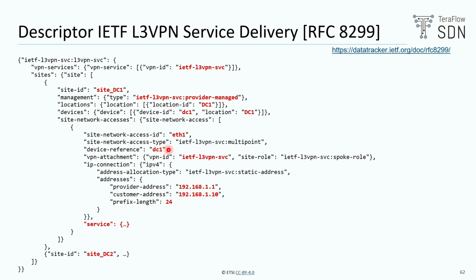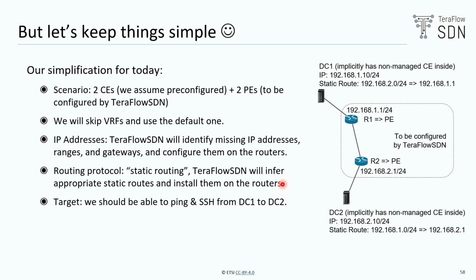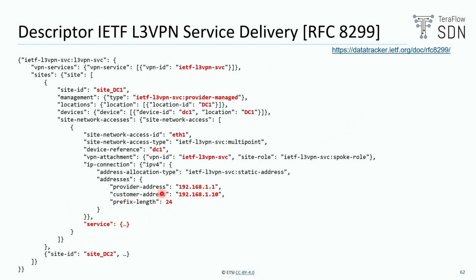This is for data center 1. You see that essentially what we are defining is, I want to connect the interface ETH1 of data center 1 with the other one at the other side, but it's hidden here because of the lack of space in the slide. We provide the addresses, so we specify the customer address is 192.168.1.10. This is what we described here in the picture. This is the customer site, and this is the provider. It's 1.1 for the provider, so we go back here. Provider address 1.1, and the prefix length is 24.